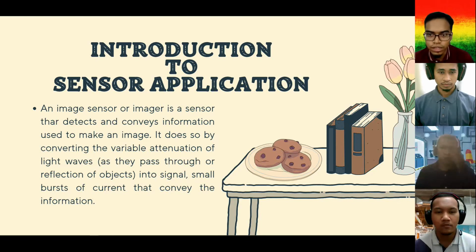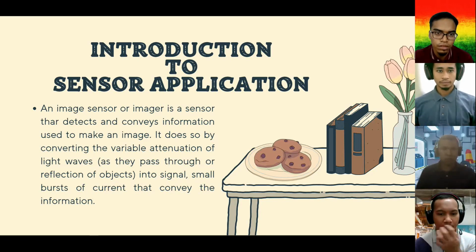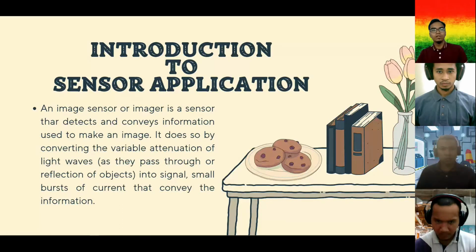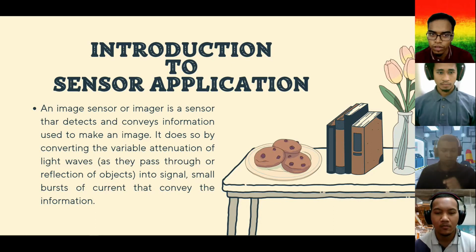Introduction to sensor application. An image sensor or imager is a sensor that detects and conveys information used to make an image. It does so by converting the variable attenuation of light waves as they pass through or reflect off objects into signals, and then small bursts of current that convey the information. So the sensor detects and conveys information used to make an image and then converts the attenuation from the light wave into a signal or waveform. Next, we go to the next slide.